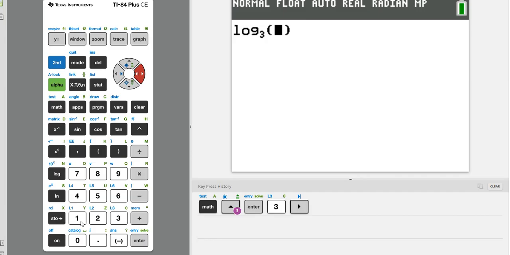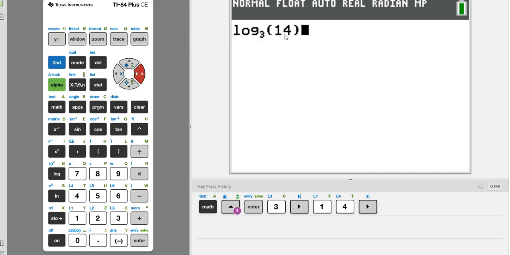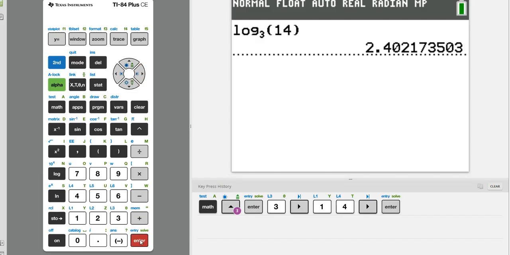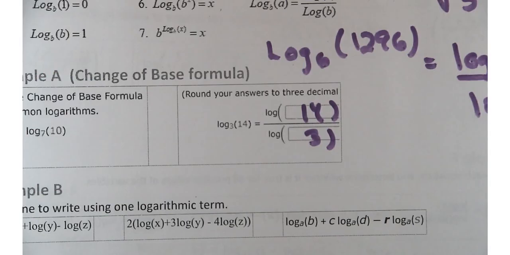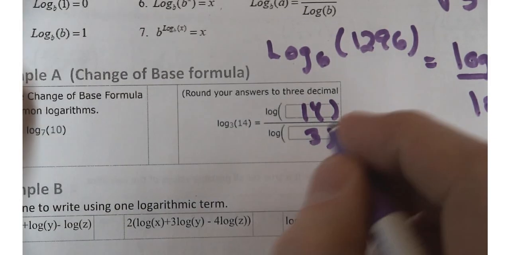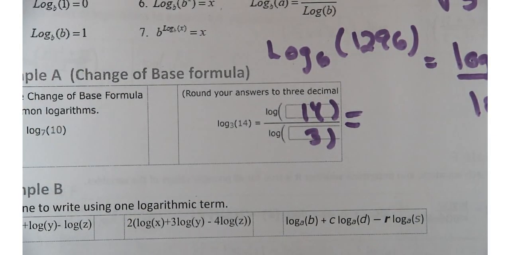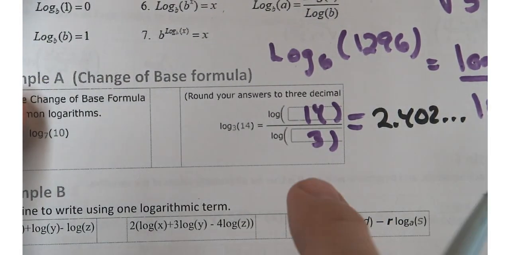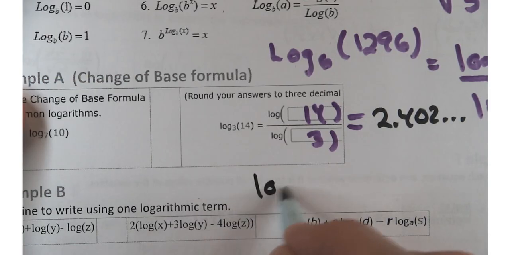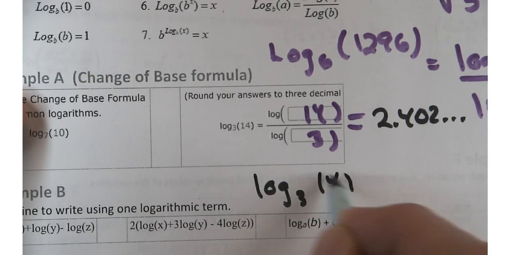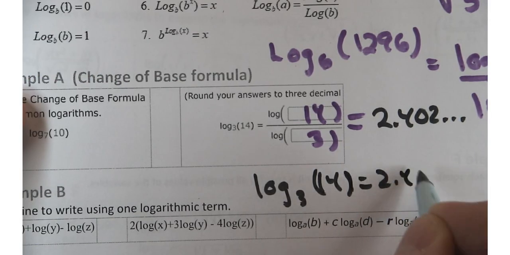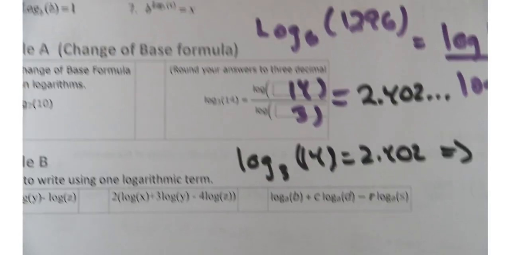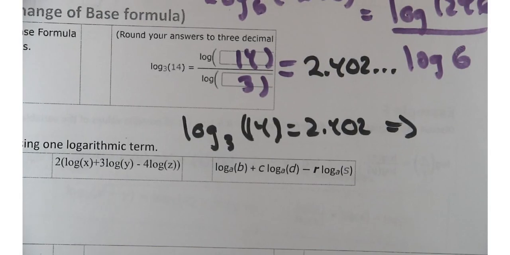Log base 3 of 14 should be something between 2 and 3, right? Because 3 to the second power is 9, 3 to the third power is 27. So there you go. We get about 2.402. How can I rewrite this using exponents? Log base 3 of 14 equals 2.402. What would that look like using exponents? What to what power equals what?